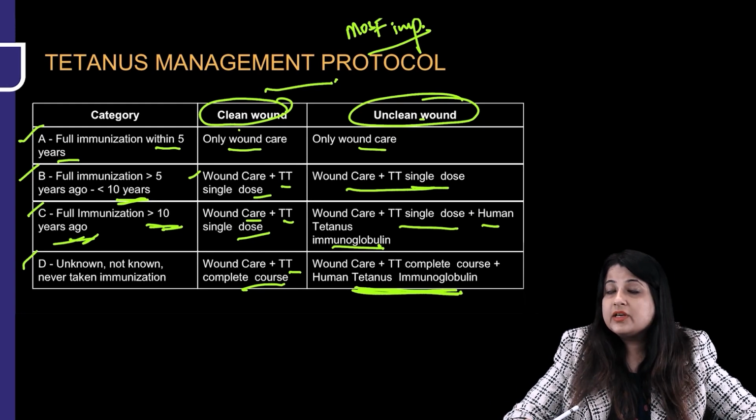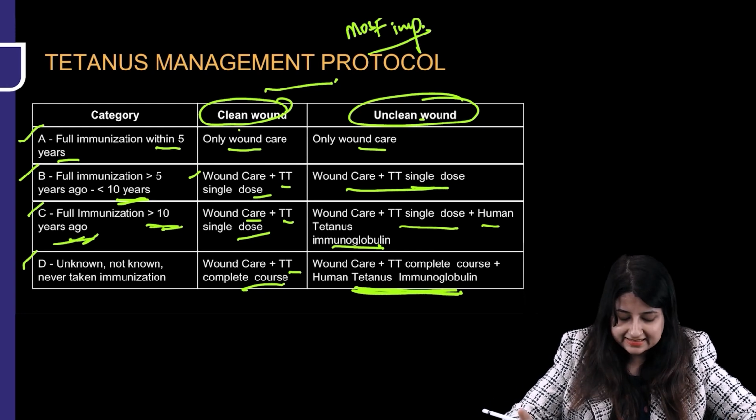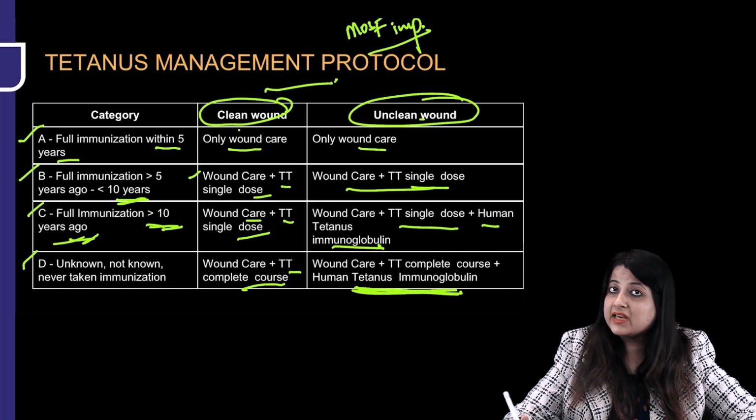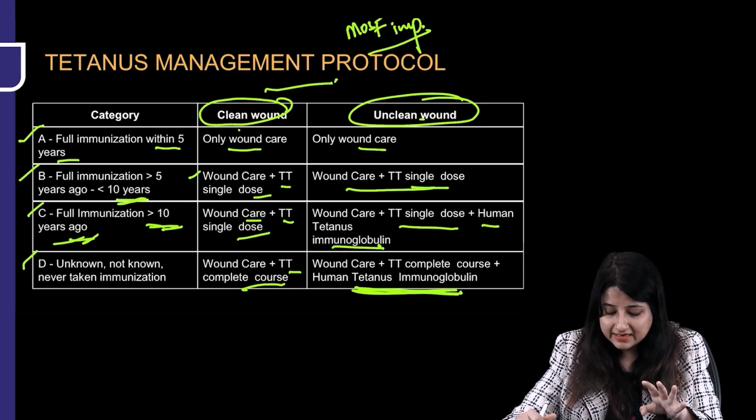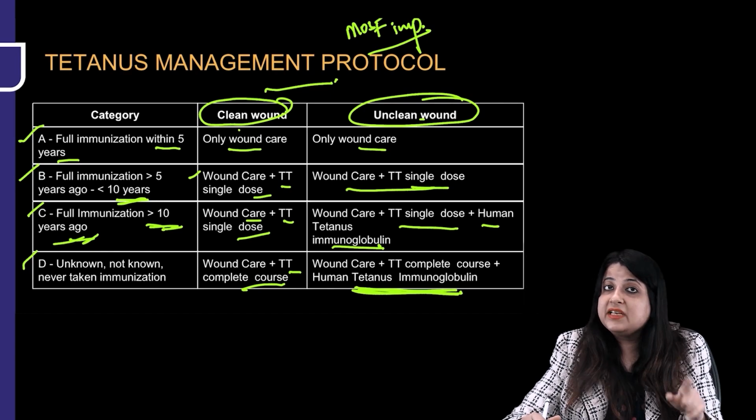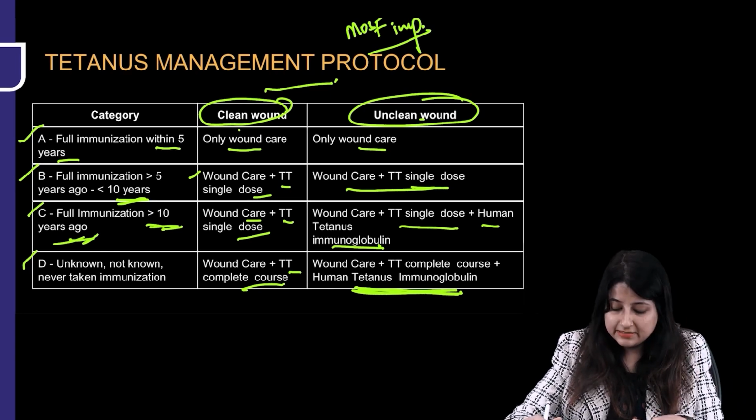Remember, immunoglobulin is added. When is it added? Category C, when full immunization was received 10 years ago, that too in an unclean wound. Okay, and if status is unknown in both clean and unclean, we have to give TT complete course, but in unclean we'll also add immunoglobulin.